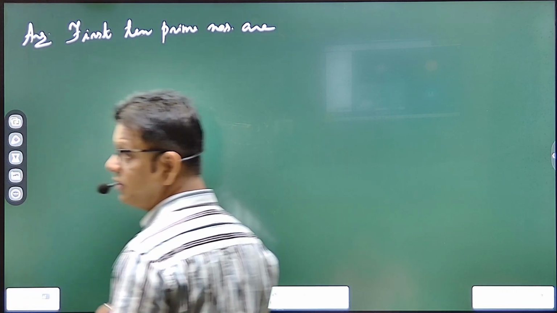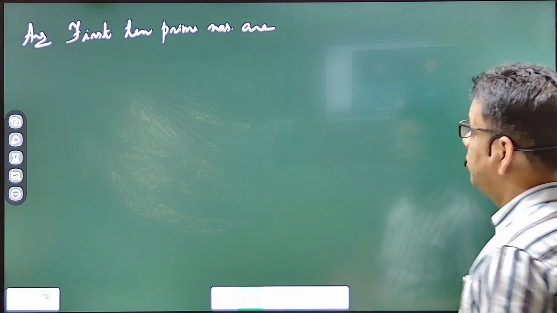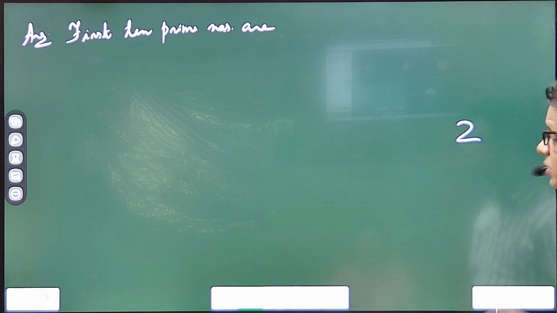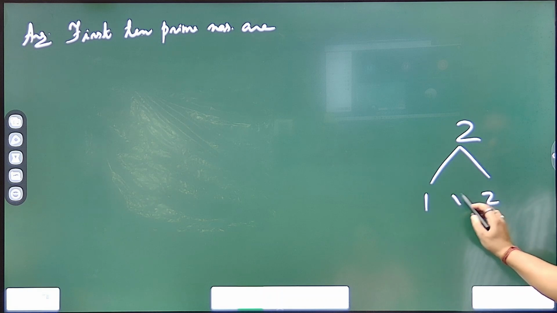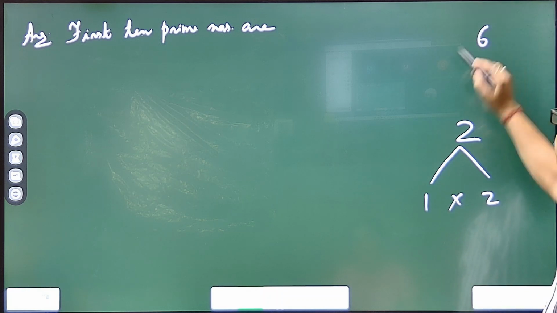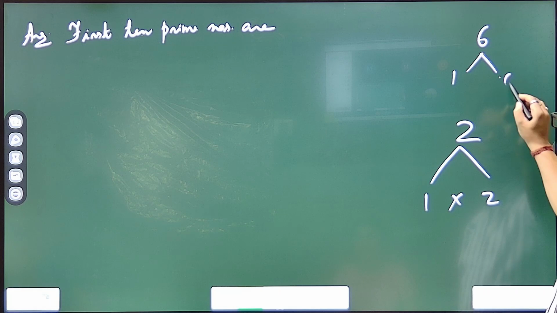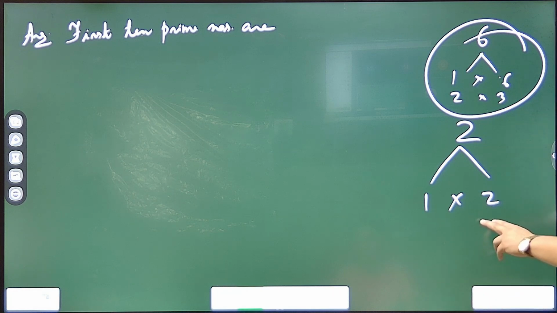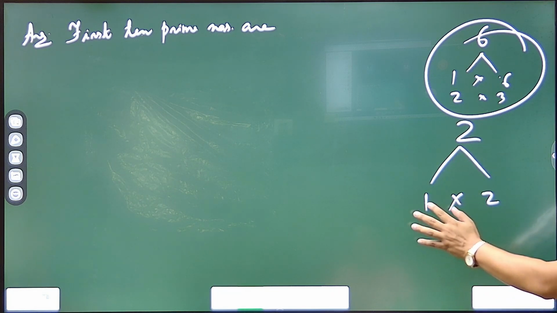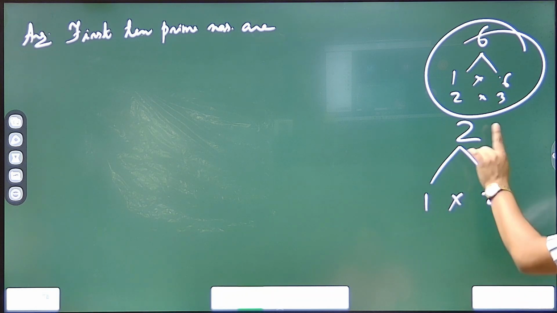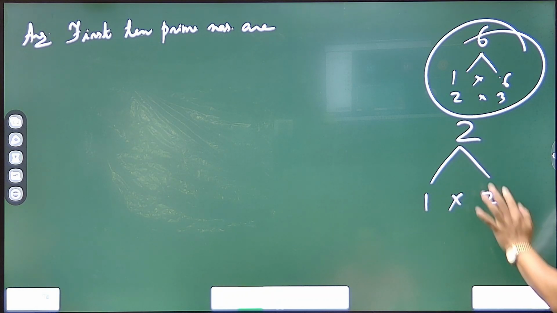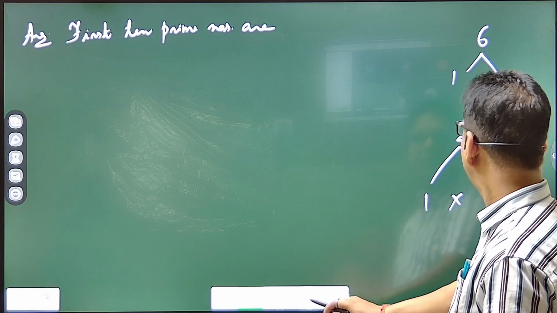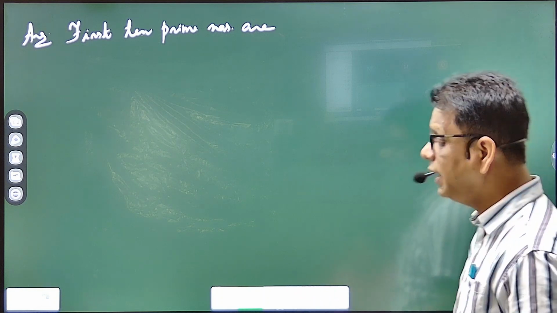I think you have some idea about prime numbers: the numbers which have no factor other than 1 and the number itself. For example, 2 is a prime number because it has only two factors, 1 and 2. 6 is not a prime number because it is 1 times 6, but also 2 into 3. So all numbers like 2 have only two factors: 1 and the number itself. They are called prime numbers. We are asked to write the first 10 such numbers, and then find the arithmetic mean.